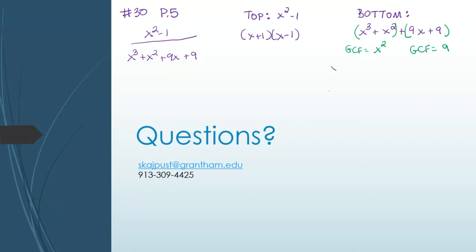So I'm going to show all of the steps here just to get that factoring by grouping process down. So you have your GCF in front, and then you divide each term by the GCF. And you do the same thing for the second set of parentheses.